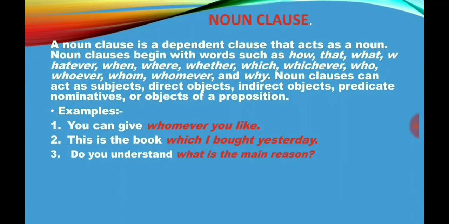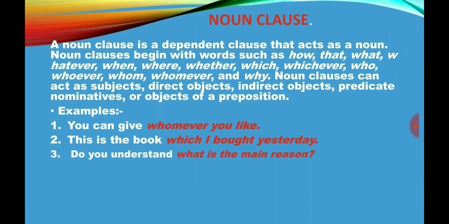Noun clause. A noun clause is a dependent clause that acts as a noun. Noun clauses begin with words such as how, that, what, whatever, when, where, whether, which, whichever, who, whoever, whom, whomever, and why. Noun clauses can act as subjects, direct objects, indirect objects, predicate nominatives, or objects of a preposition.